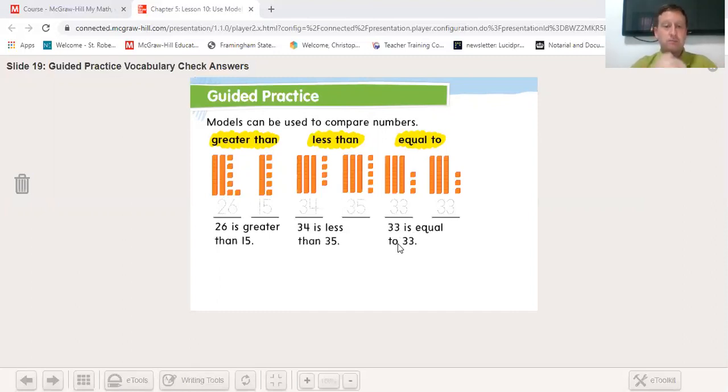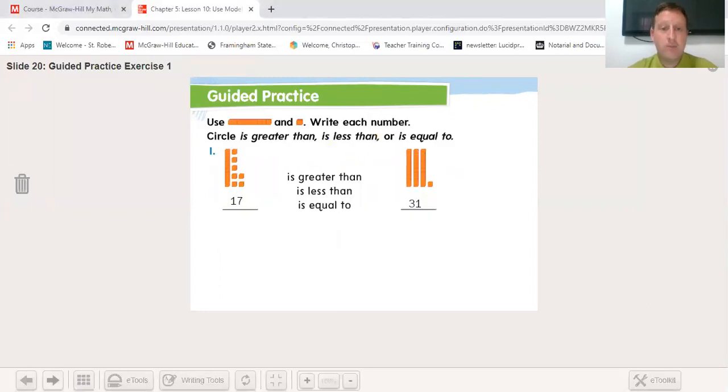All right, guys, so I want you to trace these numbers, and then let's start our work. I will help you with questions number 1 and number 2, and then you do the next set by yourself, okay? So we have question number 1, and our blocks over here, we have 1 ten and 7 ones, which gives us 17. And in this group of numbers over here, we have 3 tens and 1 one, only 1 one, which would make us 31.